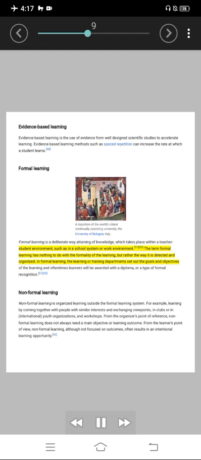The term formal learning has nothing to do with the formality of the learning, but rather the way it is directed and organized. In formal learning, the learning or training departments set out the goals and objectives of the learning, and oftentimes learners will be awarded with a diploma, or a type of formal recognition.